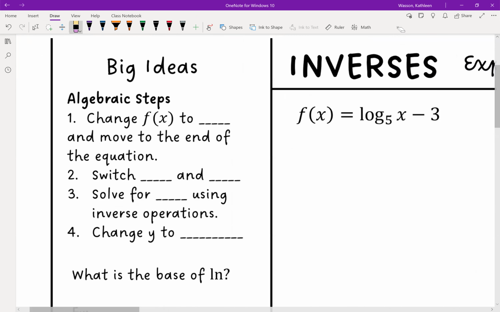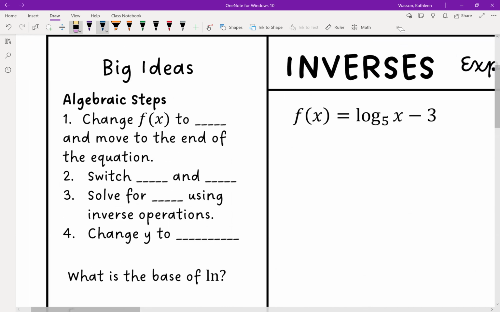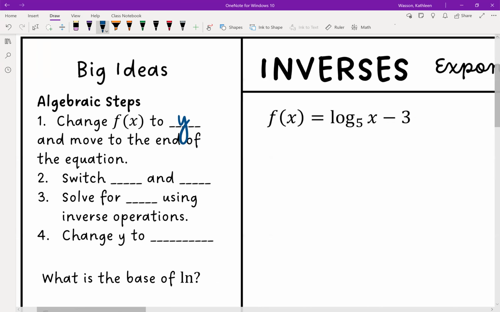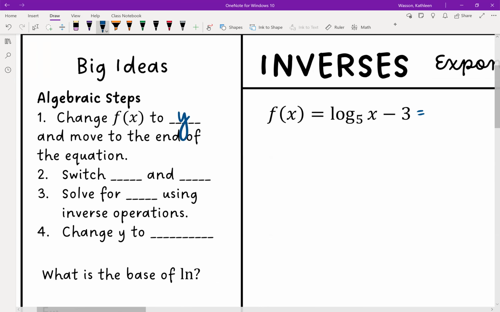Big idea here, as with anything that we do with inverse, is first you change f of x to y equals. And we'll write that at the end of the equation. So I mean like this here. I have an example right here. So this is f of x equals. I can write equals y. You can just do it this way too. If you don't want to have equals on both sides, that's all right.